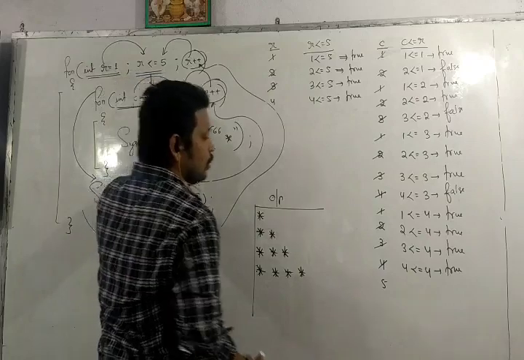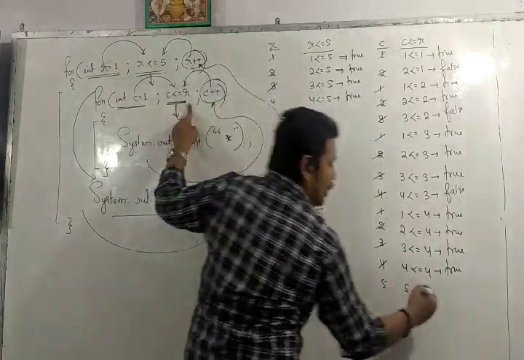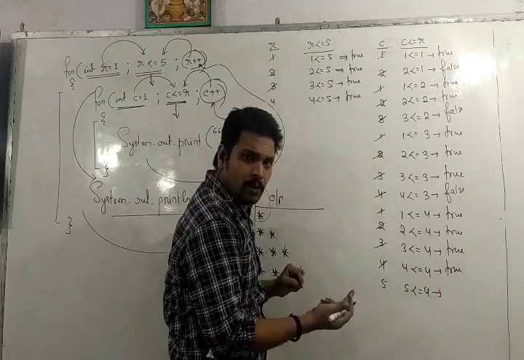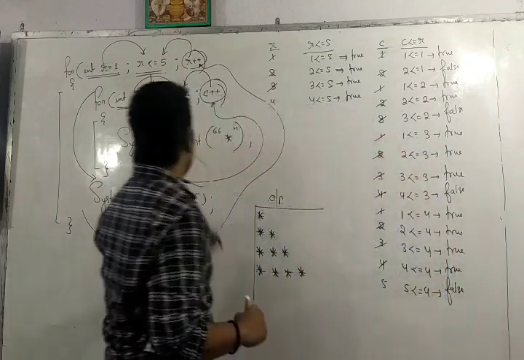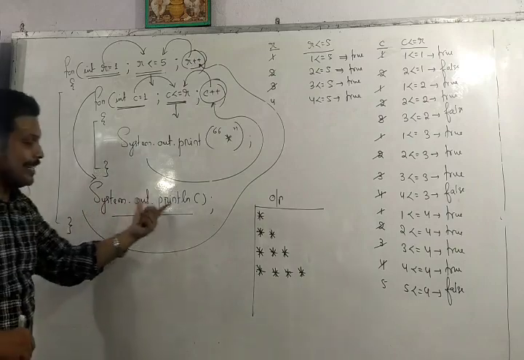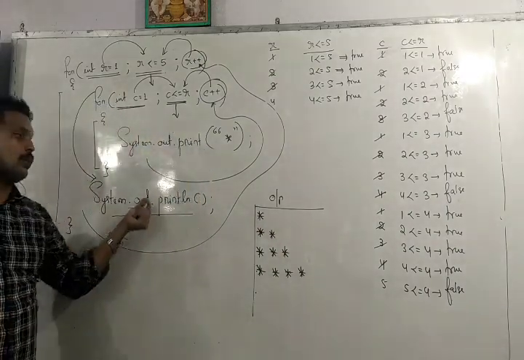C less than equal to R. C value is 5, less than equal to R value, which is 4. So is 5 less than 4? No. Is 5 equal to 4? No. So it is false. If it is false, the control will come out of the body of the inner for loop and it will take the cursor to the next line because of this System.out.println.